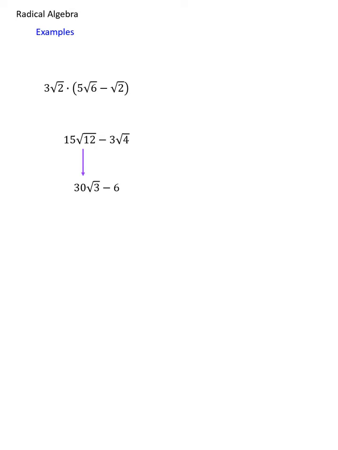15 radical 12 simplifies to 30 radical 3. Why is that a simplification? And how did I get it? Well, why is it a simplification? Because the radicand is smaller. How did I get it? Here are the particular details. I used the fundamental principle of reducing terms. Hit pause if you want more time to analyze this.